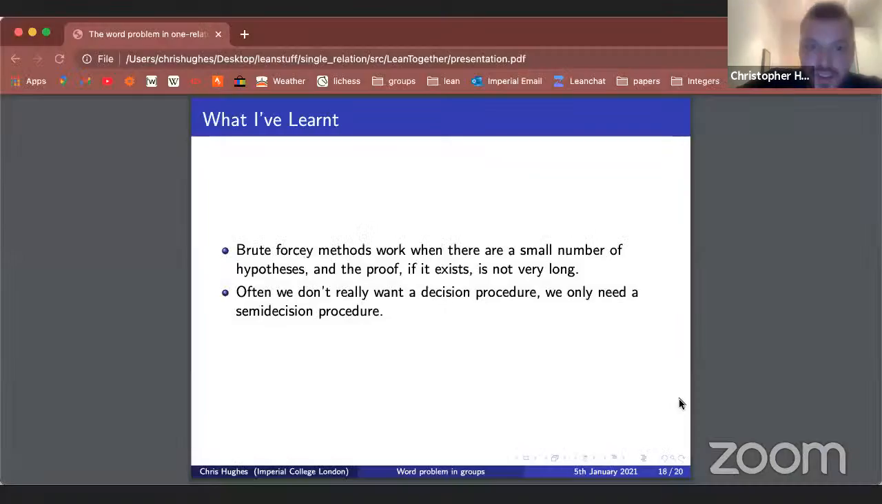Okay, so what have I learned? That brute forcing methods work quite well when there's a small number of hypotheses and the proof is not going to be very long, and that often we don't want a decision procedure, we only need a semi-decision procedure. And actually, semi-decision procedures are a lot easier to write than decision procedures. So I think this first point is quite an important point. There are other problems where you can just solve them by brute force.